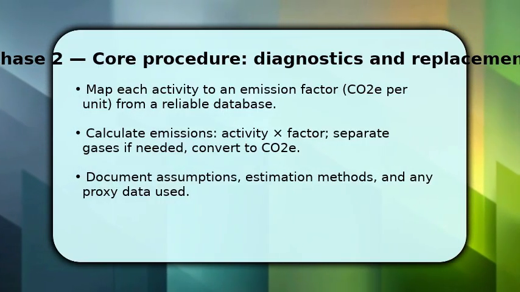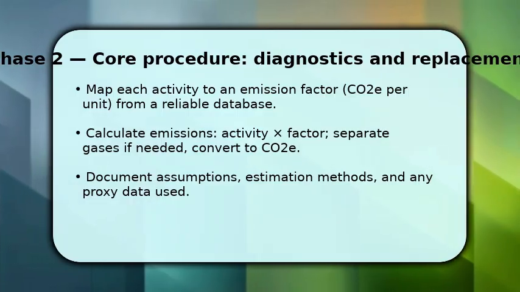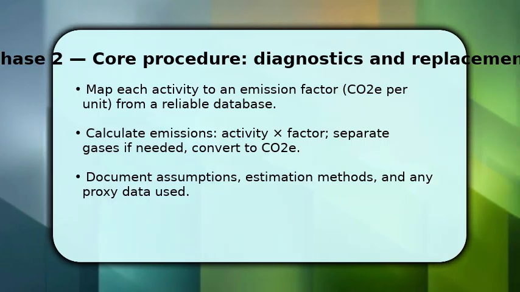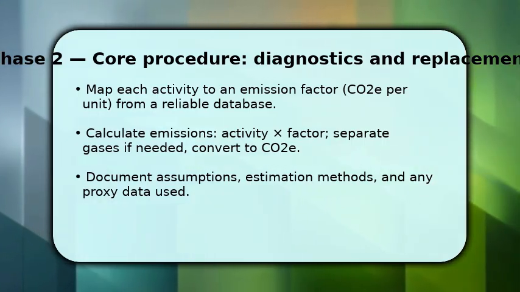That preserves auditability. Once you have totals per category, reconcile against expected ranges and flag outliers for follow-up. This prevents mistaken aggregations later.